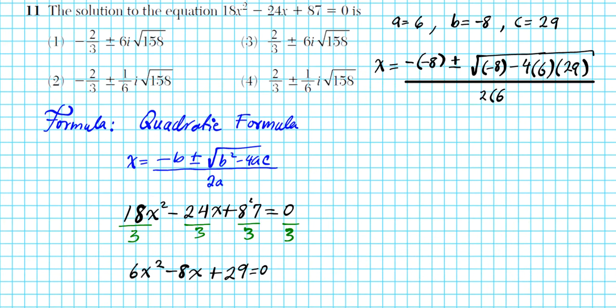Now, let's simplify. Multiply minus times minus, that gives us 8 plus or minus the square root. I didn't put my square here. Square root of negative 8 squared. Since the negative is in the parentheses, it's squared too, which gives us positive 64. And then we can multiply these two. So let's go ahead and bring out our calculators to help us out.